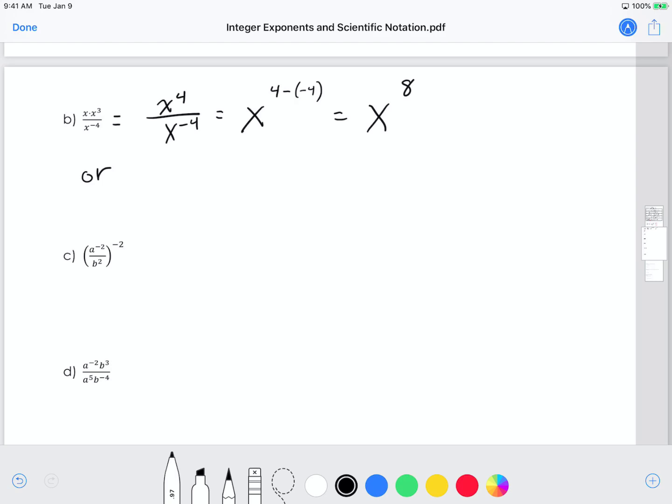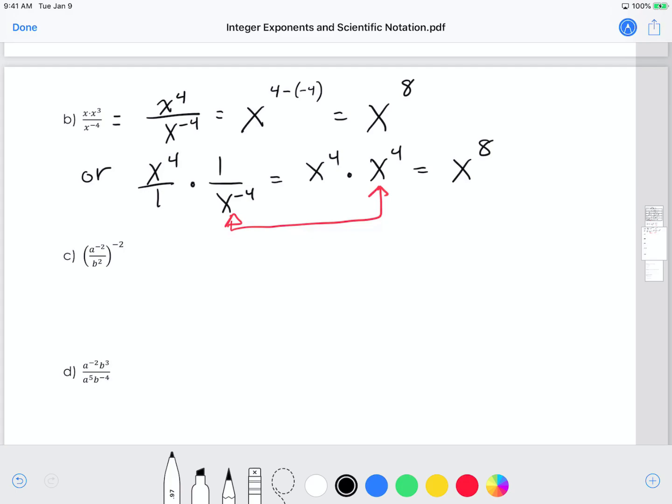Now the other way you could have done this is you could have made that negative 4 exponent positive by taking the reciprocal. So if I rewrite this as x to the 4th over 1 times 1 over x to the negative 4, I could take the reciprocal of 1 over x to the negative 4 and make that 4 positive. That becomes that. And then use the product rule again and say, well, my bases are the same, so I can add my exponents, and I get the same answer. So for a lot of these, there's multiple ways to do them. As long as you do it correctly, you're going to still come up with the same answer.